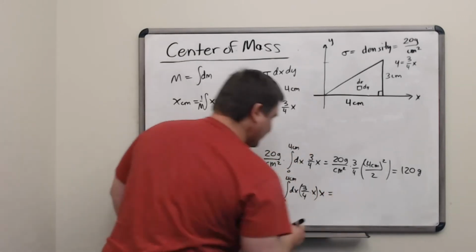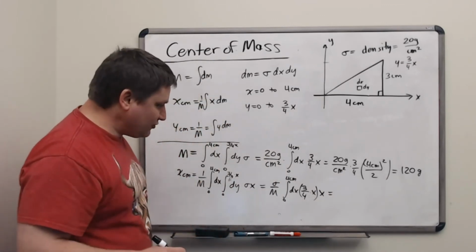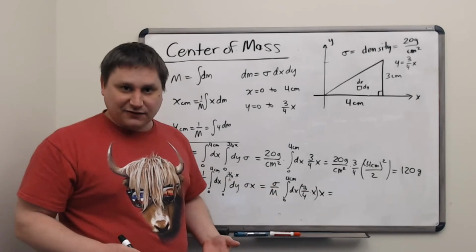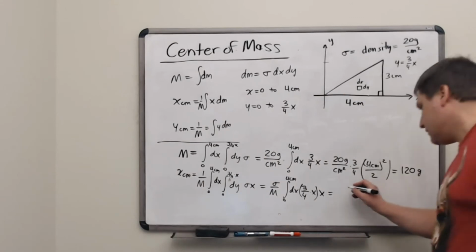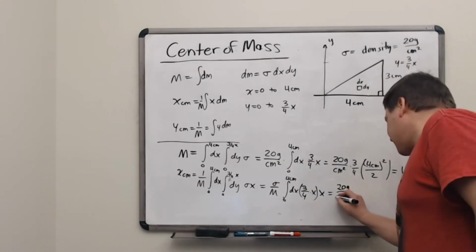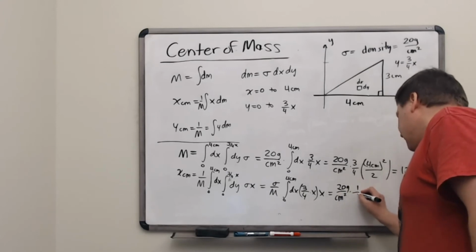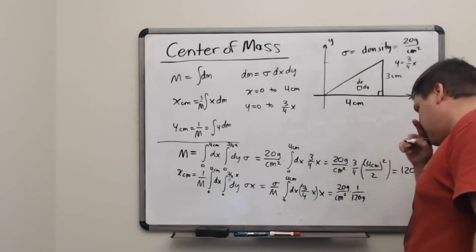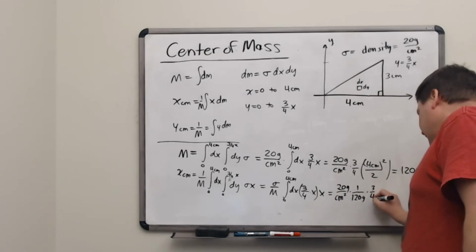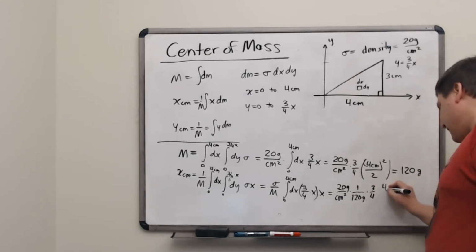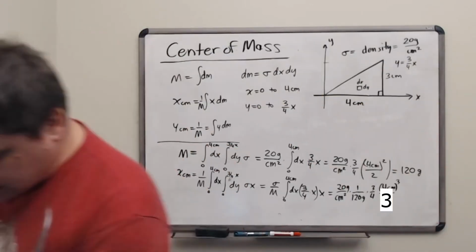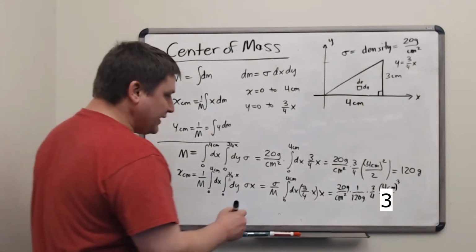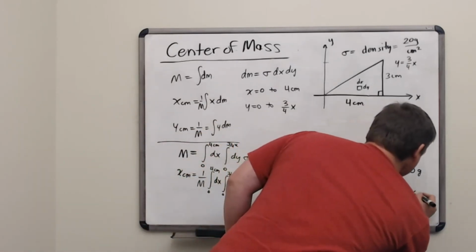So when I do this integral, I'm going to have an integrand of x squared dx, and my antiderivative will be x cubed over 3. So let's write everything in here. 20 grams per centimeter squared divided by 120 grams for the total mass, times this fraction of 3/4 from there. And then I'm going to have my 4 centimeters cubed over 3 from the x integration. Okay, so when everything is plugged into there, we get an x center of mass that is 2.67 centimeters.